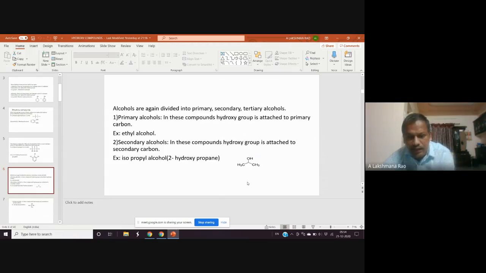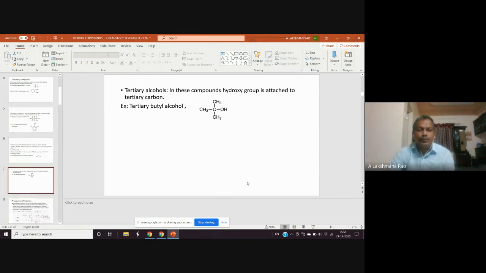And the next one is tertiary alcohols. In tertiary alcohols, the hydroxy group is attached to a tertiary carbon. Then what is called a tertiary carbon? A tertiary carbon is one in which the carbon atom is attached to three other carbon atoms. Here, this carbon is a tertiary carbon and it is attached to three carbon atoms. So, this is the classification of alcohols.